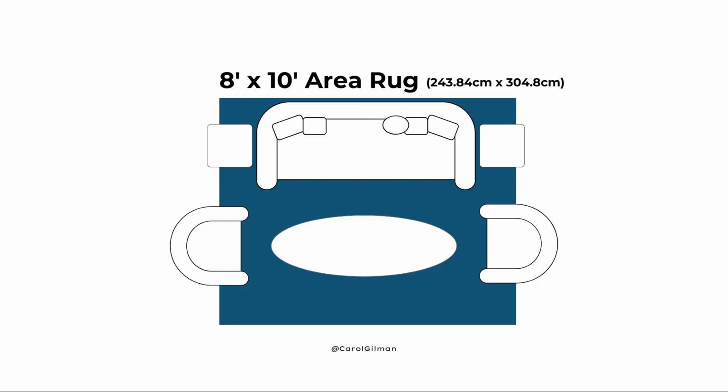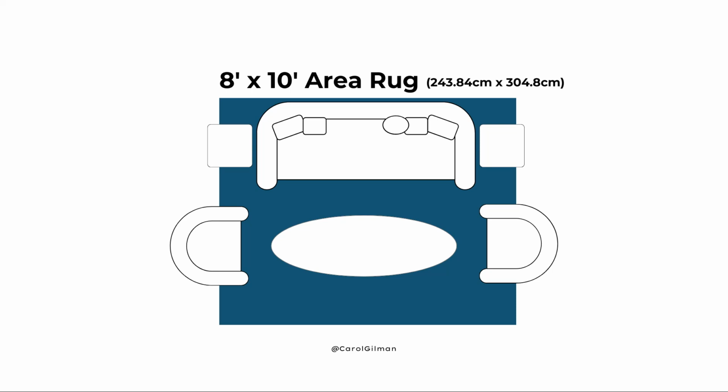So in this first example, we're going to be using an 8x10 area rug. An 8x10 area rug is a nice size to have if you have a typical size sofa, maybe a 6-foot wide sofa or 7-foot wide sofa. And maybe you have some other pieces of furniture that can be placed on that area rug, like some accent chairs, and of course a coffee table, and maybe some side tables.